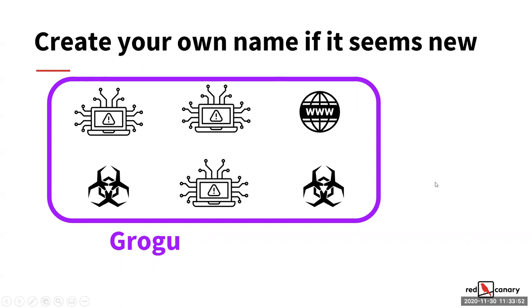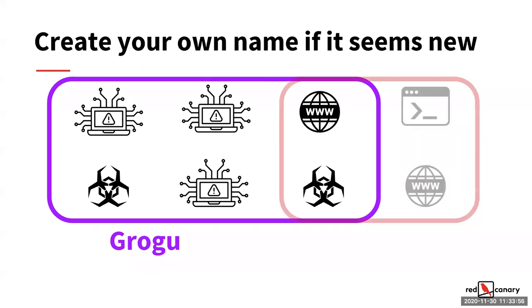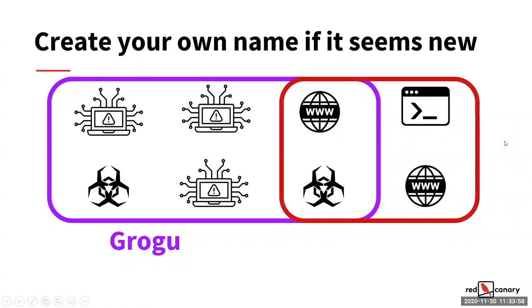All right, so a new group that we name makes sense, but it's never easy, right? So sometimes what'll happen is, right, another company comes out, maybe you're tracking Grogu internally. Someone else comes out and they put out a public blog post, right? This red section here, public post, and only part of what you've been tracking overlaps.